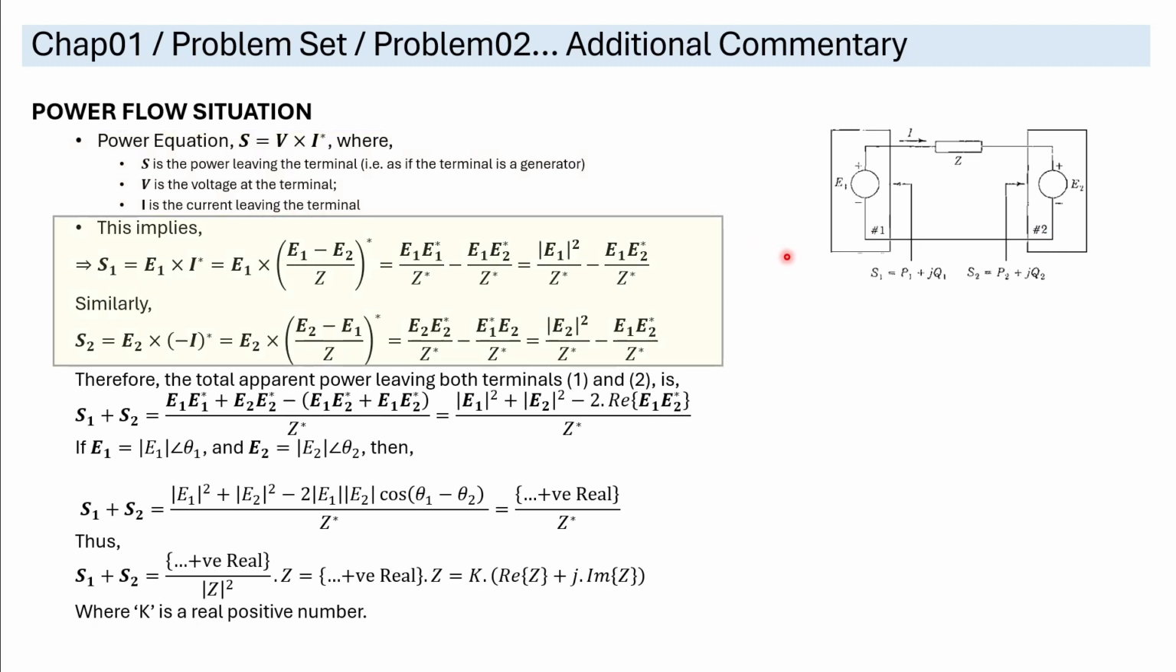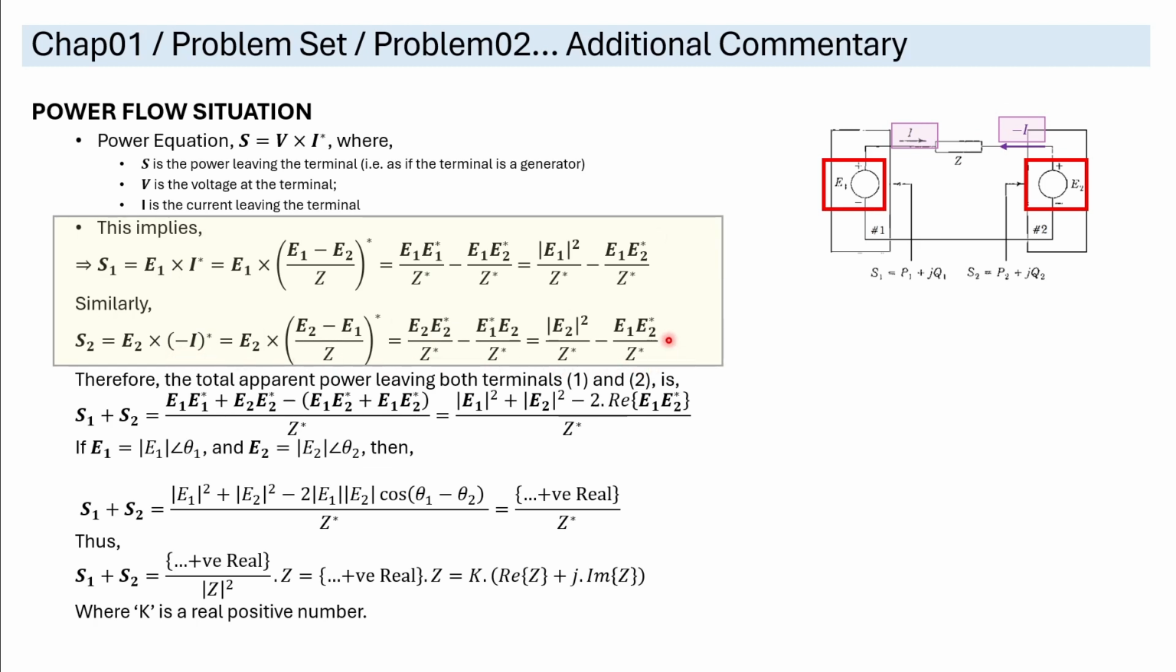Recall that we have assumed the direction of current is from terminal 1 to terminal 2. Therefore, at terminal 1, the apparent power is the multiplication of terminal voltage E1 with the conjugate of current phasor I, which, as per our assumption, is leaving terminal 1 and going towards terminal 2. However, for the same calculation at terminal 2, we must use minus I. This is because, if I is the current entering terminal 2, then minus I is the current leaving the terminal. Accordingly, see the use in the formula.